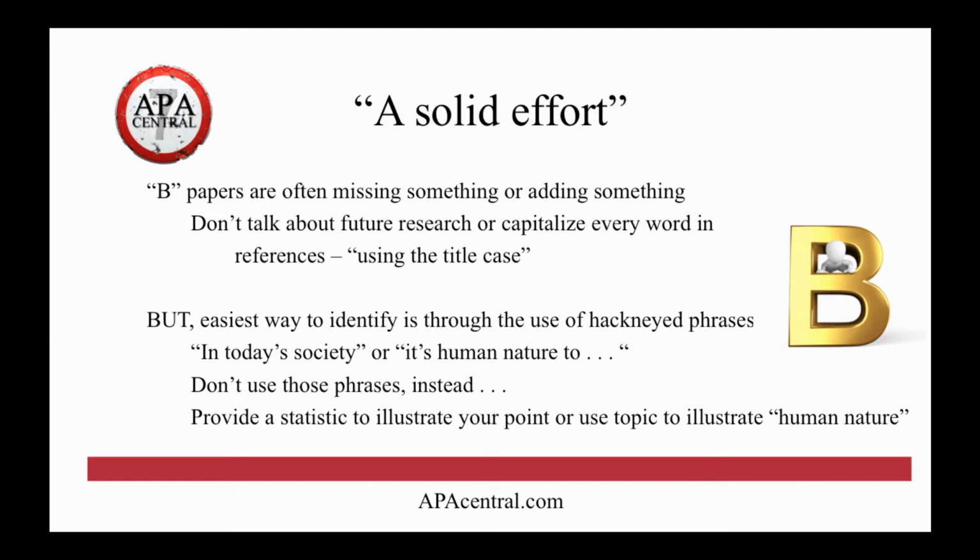But the easiest way to identify a B paper is through their use of hackneyed phrases. So they'll say stuff like, in today's society, or it's human nature to do a particular thing, as if there was any agreement about what human nature is. So don't use those phrases. It's not because people are unintelligent. It's because those are phrases that you could use in a high school paper, but you really can't use it in college. So instead of saying something about human nature, provide a statistic to illustrate your point about what human nature is like.